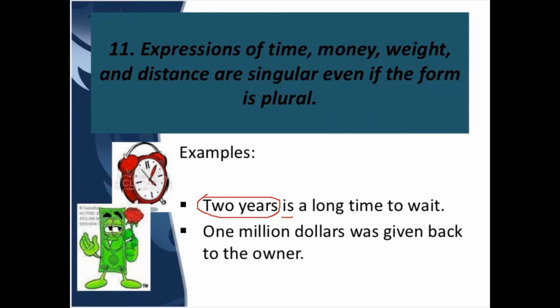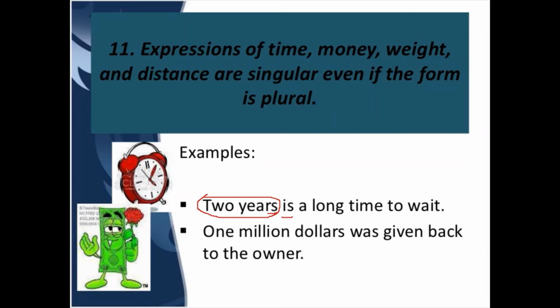So even if the subject is in plural form, as you can see, it looks like the subject is in plural form, but it is really a singular subject. It is not a plural subject because it expresses a time. So when the subject expresses a time, or it tells about time, it must take a singular verb. So that's why the verb used in this sentence is "is".